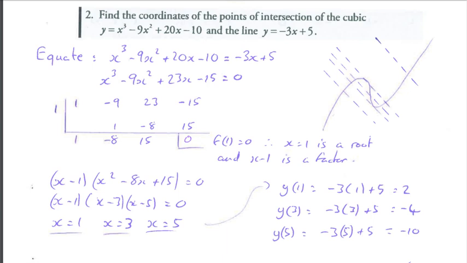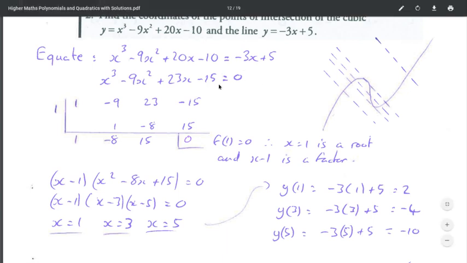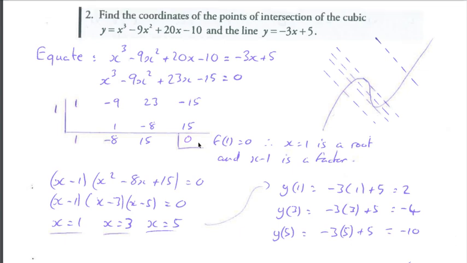We're going to use exactly the same method we used on the previous question. So we are going to equate and set everything equal to 0. And then I'm going to do synthetic division. I'm looking for the factors of minus 15 here. So I'm going to start with 1 as always. And fortunately enough, 1 works.